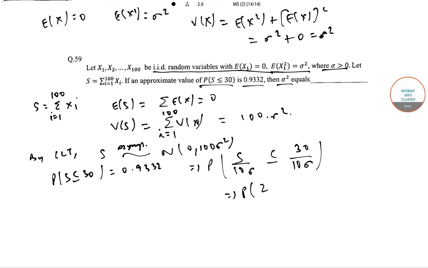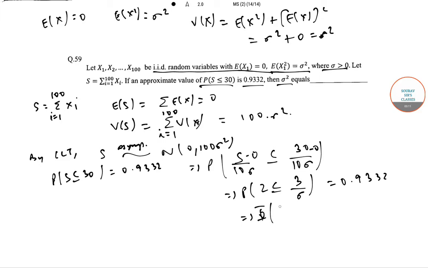Now you will notice that we have just divided by the standard deviation, and since the mean was 0, even if we would have subtracted 0, it would have remained the same, so I didn't write the step minus 0 over here in both the cases. So probability Z less than or equal to 3 by sigma is equal to 0.9332.